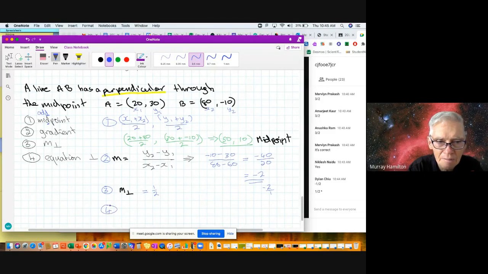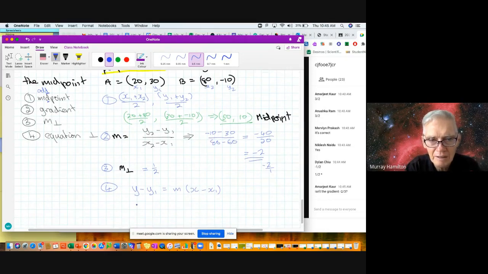Then 4, find the equation of the perpendicular. Y minus y1 equals gradient x minus x1. And so we have y minus the y1. Where's my y1 here? 30 equals 1/2 of x minus, and the x1 is 20.